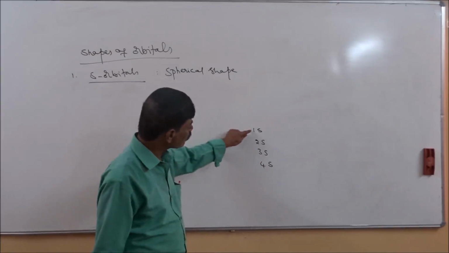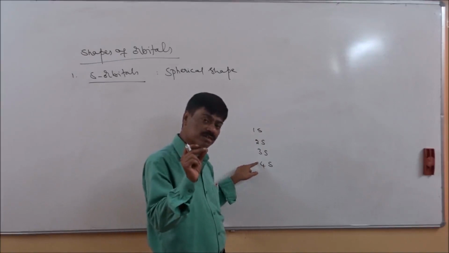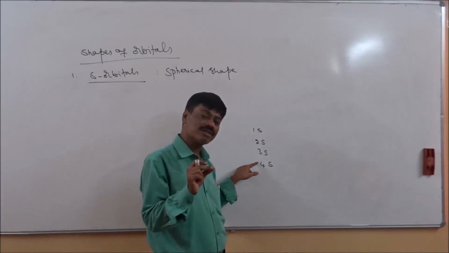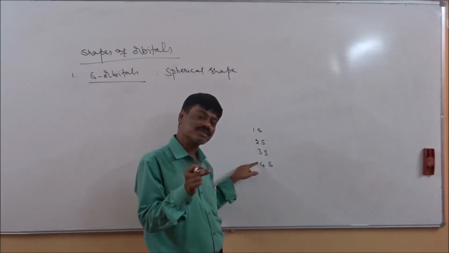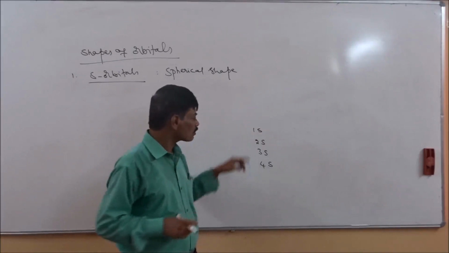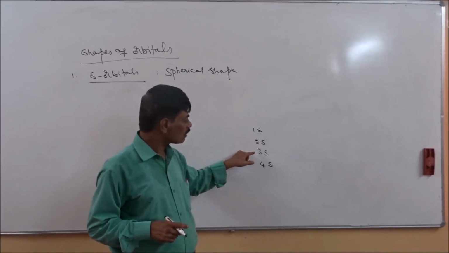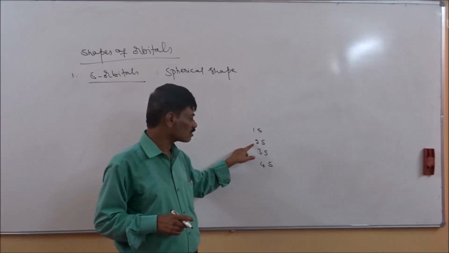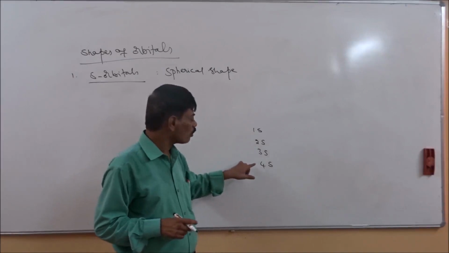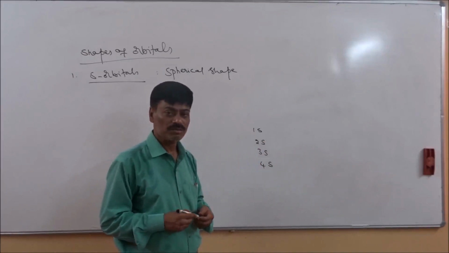As the principal quantum number increases, the energy possessed by the s orbital of the concerned s subshell will be more. Means energy possessed by 2s orbital is greater than 1s. Energy possessed by 3s orbital is greater than 2s. Energy possessed by 4s orbital is greater than 3s. This is what you need to remember.